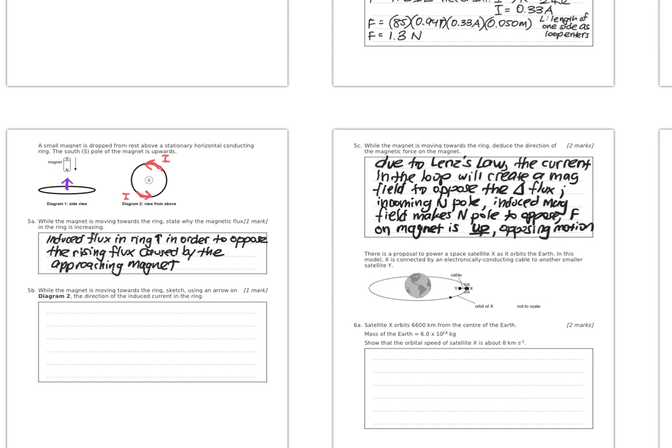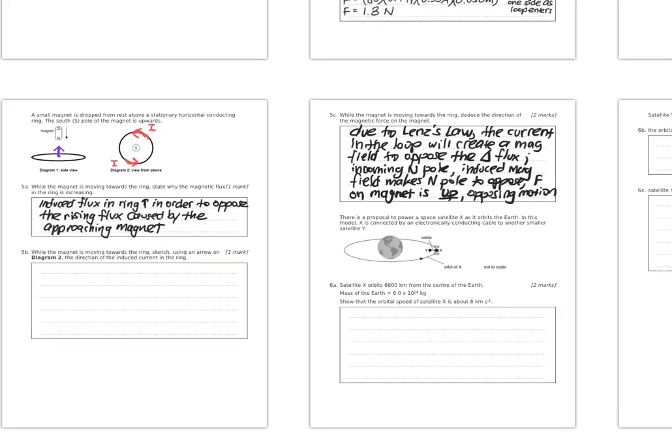But yeah, Lenz's law will make a current in the loop to make a magnetic field to oppose the change in flux, the increasing flux. There's an incoming north pole, so the induced magnetic field makes a north pole to oppose it. That force on the magnet is opposing its motion.